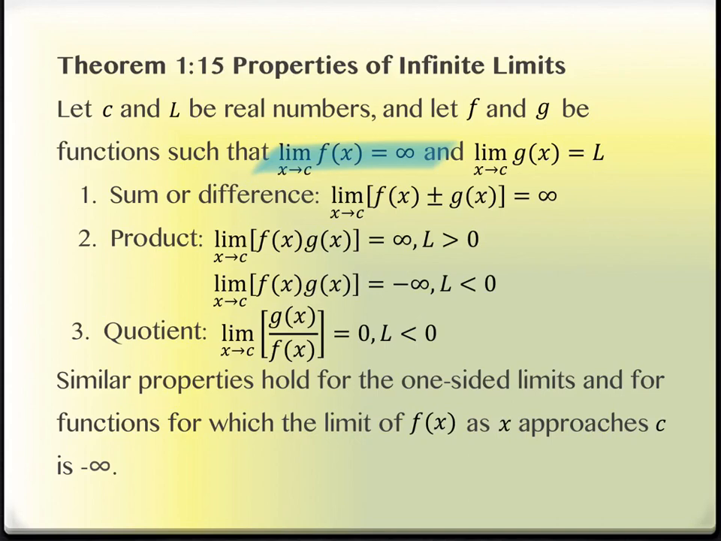And the last one, number 3, quotient, is telling you that if you divide a limit, L, just a number, by something that is infinite, you actually get 0.